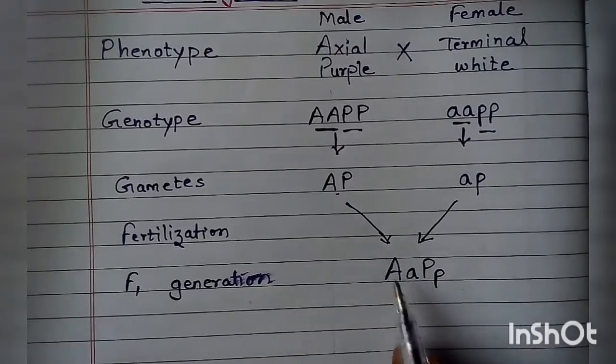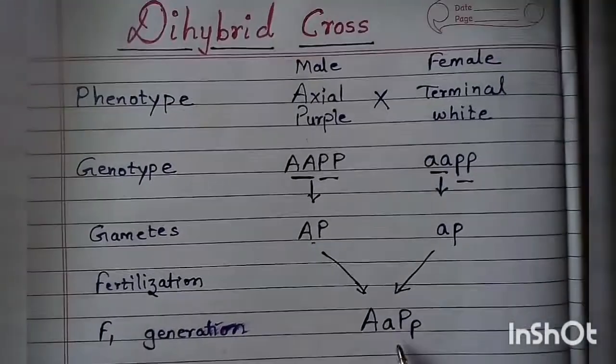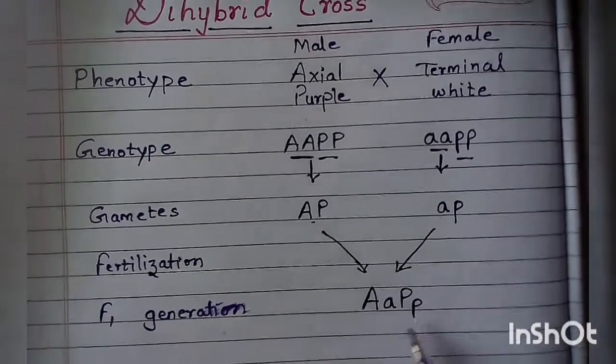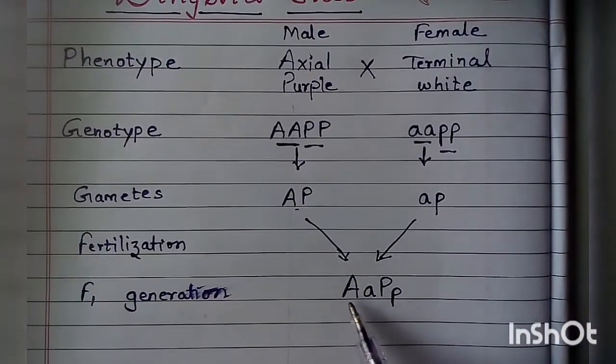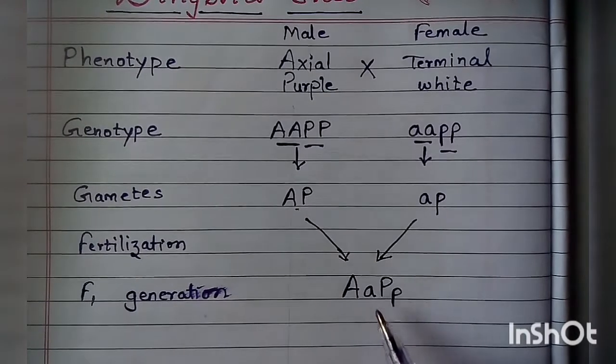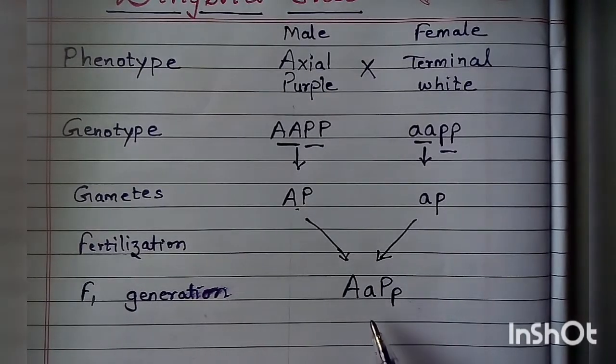Now how will it appear? What will be its phenotype? Whenever there is one capital alphabet, it means it is dominant, and we have studied the law of dominance.